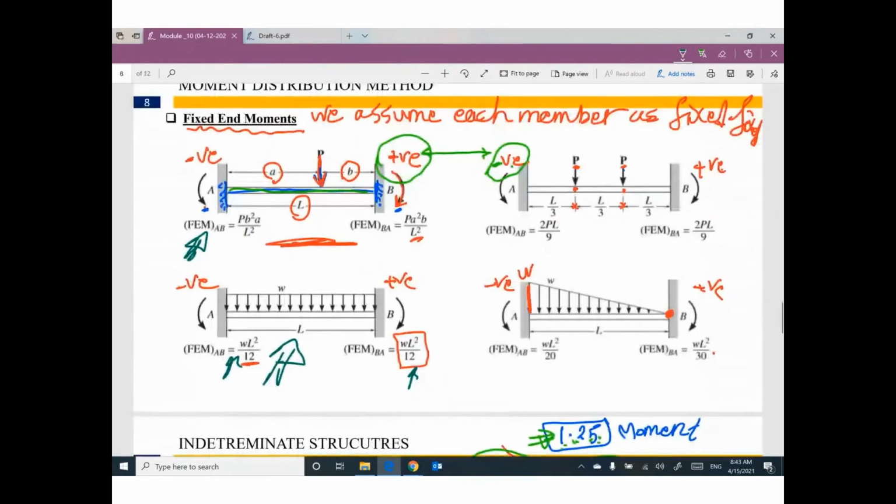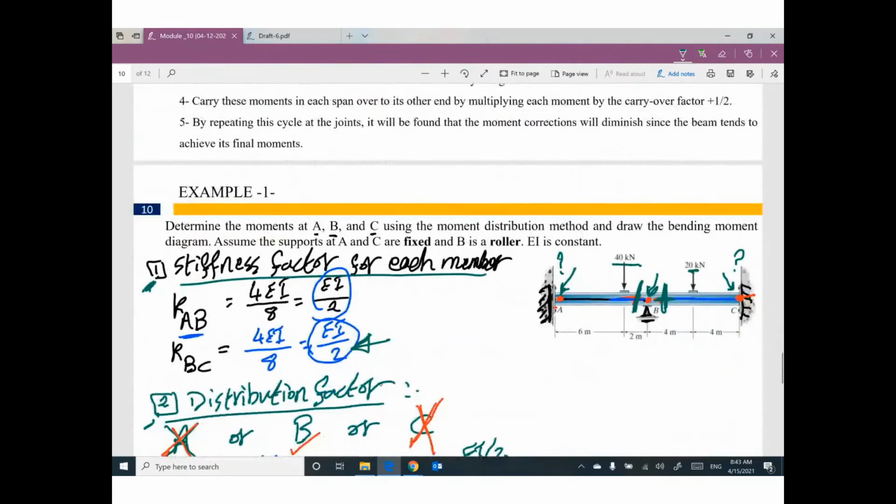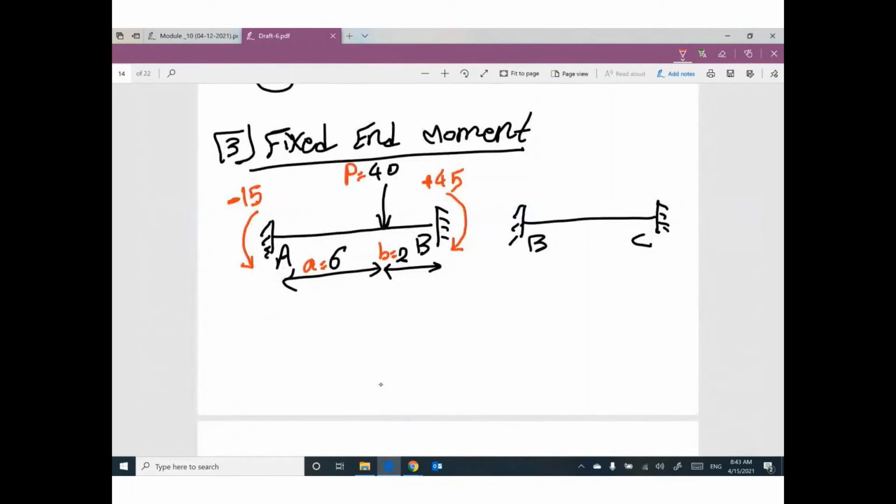The second member with concentrated load at equal distance. Okay, anyway, concentrated load 20. And this distance 4 and 4. So A equal 4, B equal 4. You are lucky. So your moment here and here will be 20. I think your value will be 20 and 20.